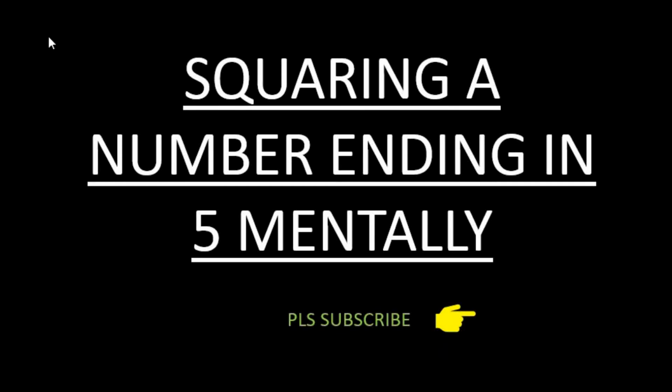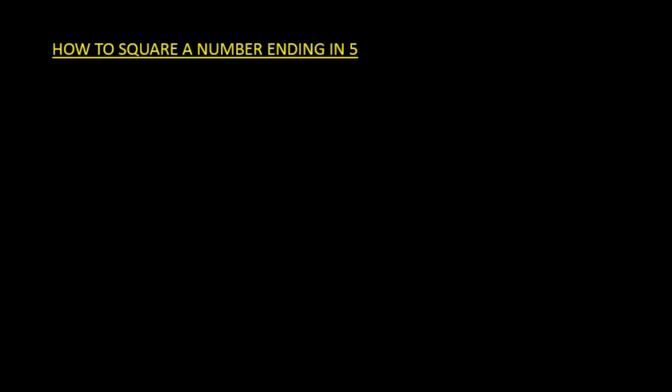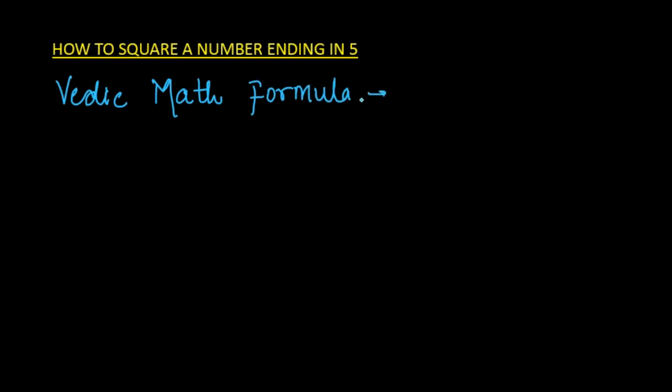In this video, we will see how to square a 2 or a 3-digit number ending in 5 mentally and very quickly. So let us learn this by an example. This technique of squaring a number ending in 5 is based on the Vedic Math Sutra or formula. It is called "By one more than the previous."